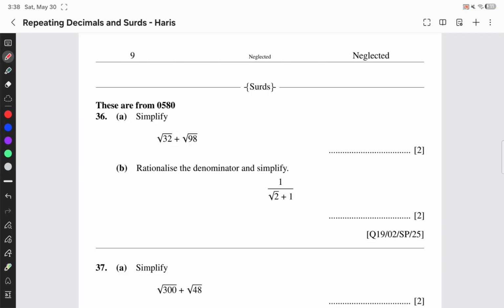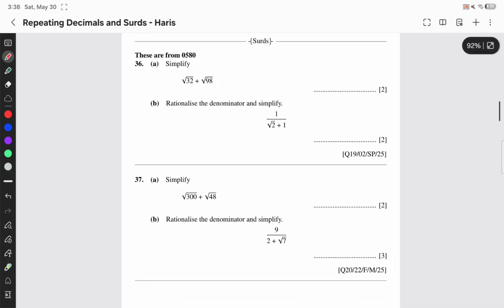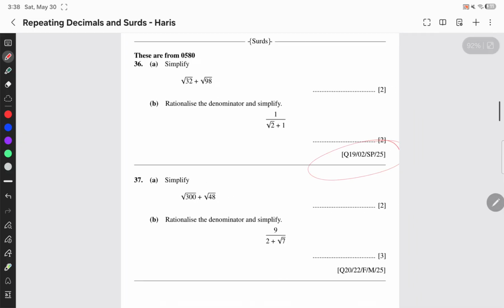Today we will be doing Surds. Now this chapter has been neglected, like how you see the file name, neglected. I have gotten every single question of Surds Cambridge have officially released and put them into this one file. Now this is the only outlier here, using a specimen paper.